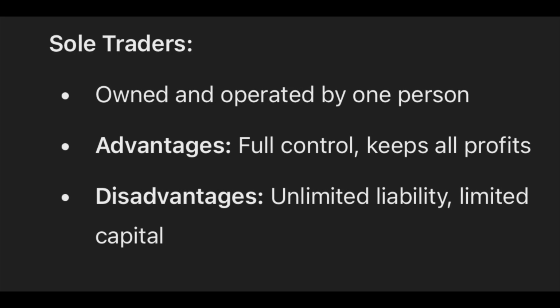Now, let's explore the various types of businesses that are essential for our understanding in this unit. First up, we have sole traders. A sole trader is a business owned and operated by one person. It's the simplest form of business structure and is quite common for small businesses. The main advantage here is that the owner has full control over the business and keeps all the profits. However, the downside is that the owner also bears all the risks and liabilities, meaning personal assets are at risk if the business incurs debt.